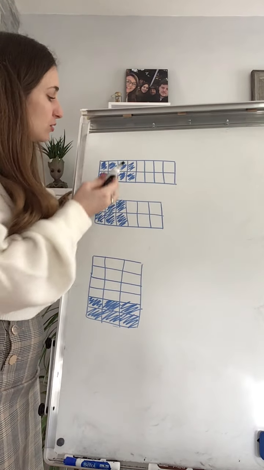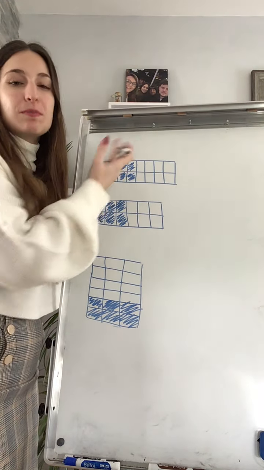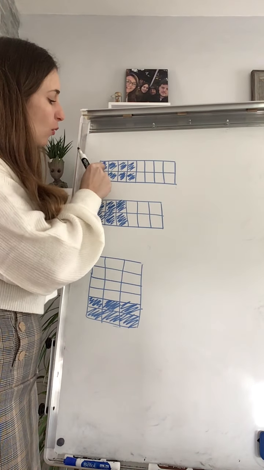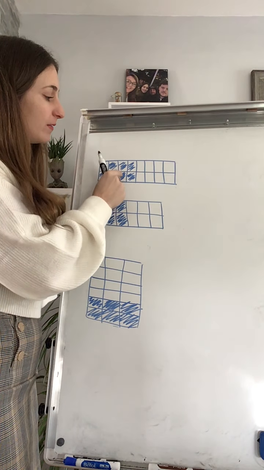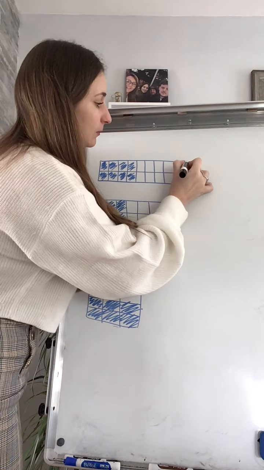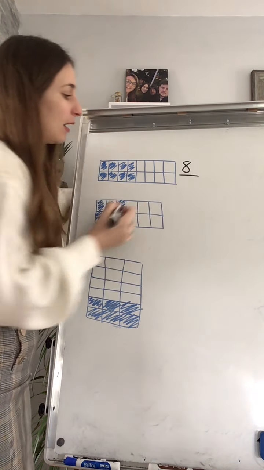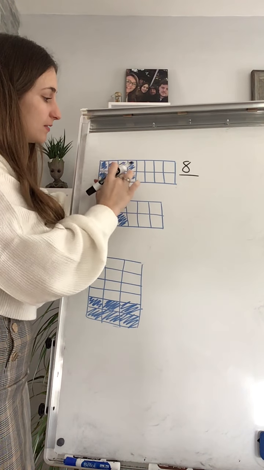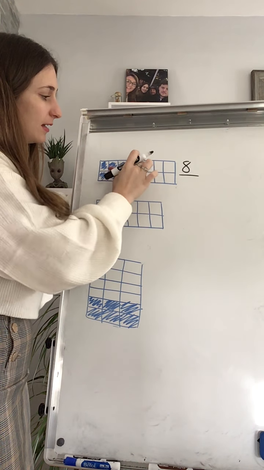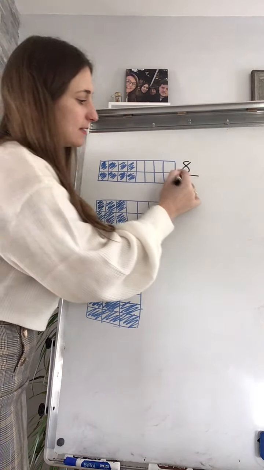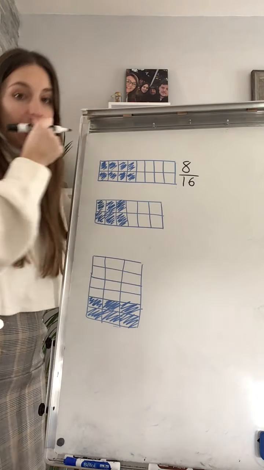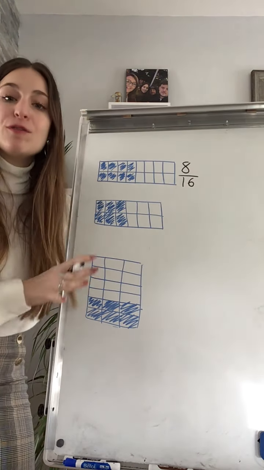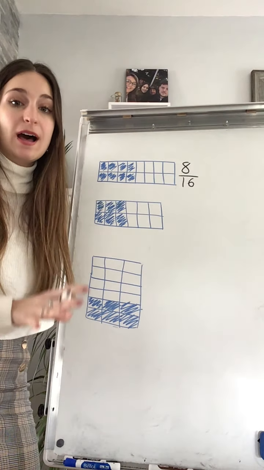The first thing that you had to do was counting and representing the fractions. So I have 1, 2, 3, 4, 5, 6, 7, and 8, out of how many equal parts? 1, 2, 3, 4, 5, 6, 7, 8, 9, 10, 11, 12, 13, 14, 15, and 16. So I have 8 sixteenths, and that's the first fraction that you all should have, okay?